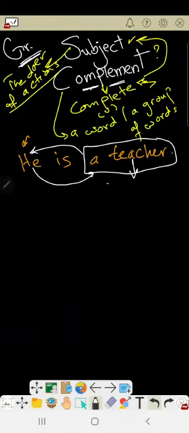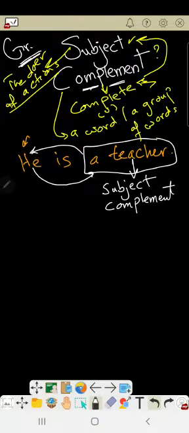So this is called what? Subject complement. So it completed the meaning of the subject. Without it, the subject is going to be incomplete. It's going to be meaningless.